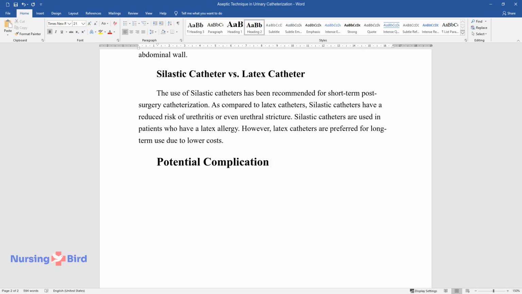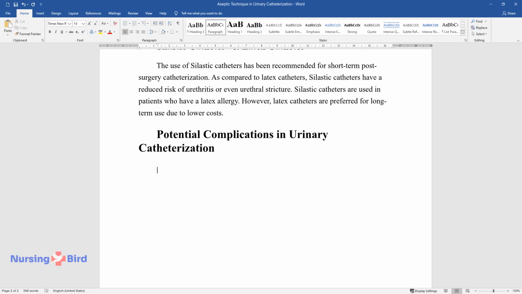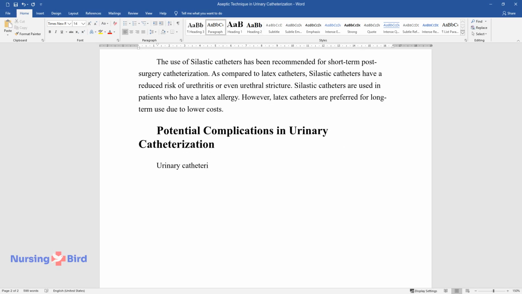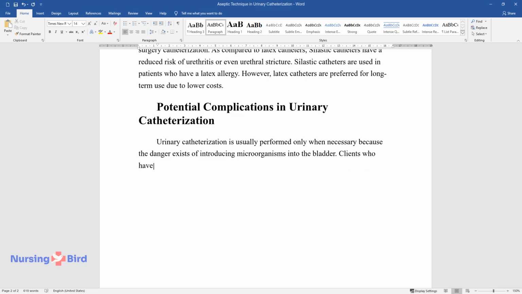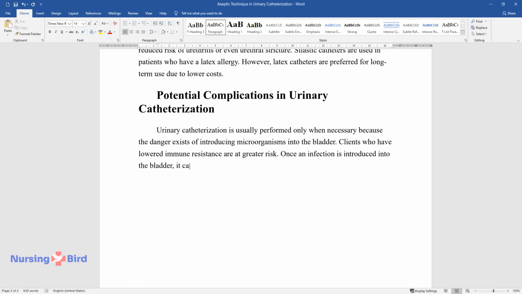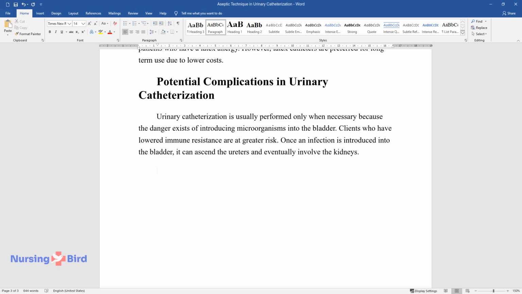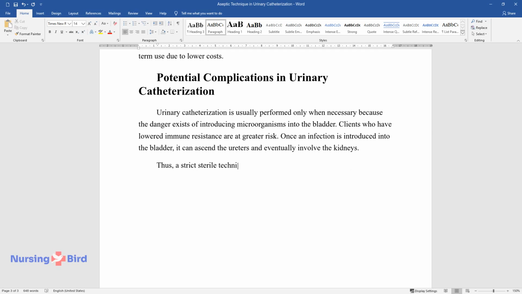Potential complications in urinary catheterization. Urinary catheterization is usually performed only when necessary because the danger exists of introducing microorganisms into the bladder. Clients who have lowered immune resistance are at greater risk. Once an infection is introduced into the bladder, it can ascend the ureters and eventually involve the kidneys. Thus, a strict sterile technique is used for catheterization.